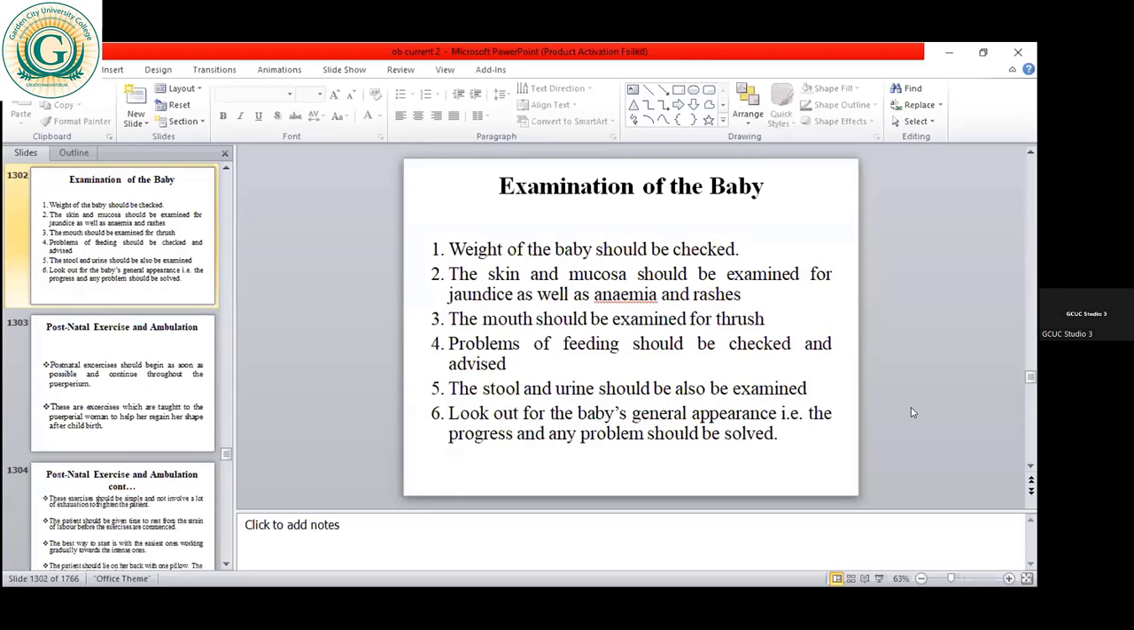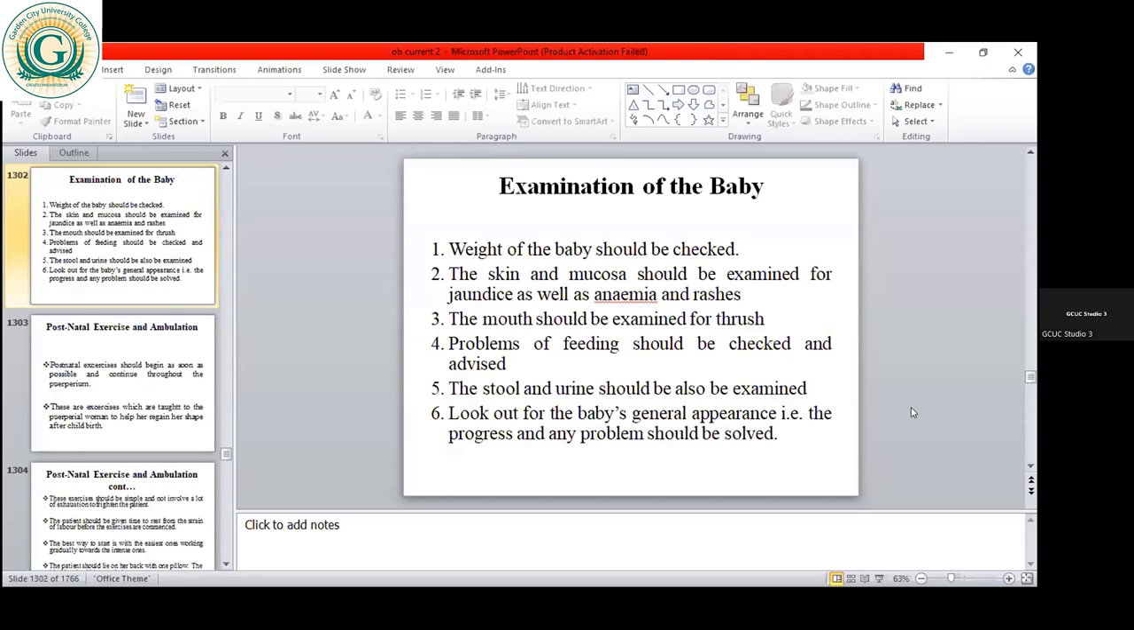You weigh the baby. The skin and the mucosa should be examined. Examine whether there is jaundice in the eyes of the baby since the mother went home, and whether it is still persistent. Check whether the baby is feeding well. The mouth should be examined for thrush. When there are white things in the mouth, the white thing can be milk curd or thrush. If you want to know that it's thrush, you try to remove it; if it is milk curd, it will come out, but if it's thrush, it will not.